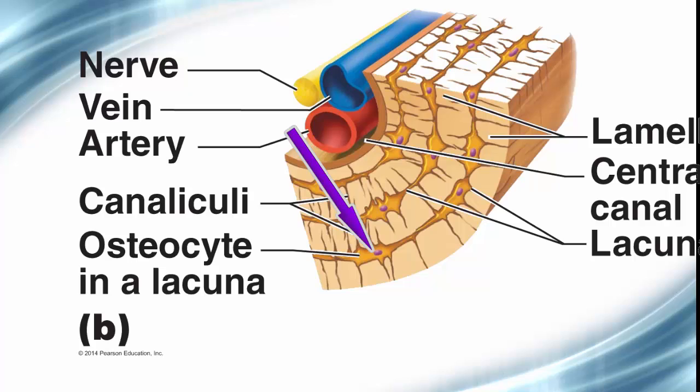Now the osteocytes are spider-like in shape. They have these extensions, and they actually communicate with each other by touching each other, and those extensions are within these little canals called canaliculi.